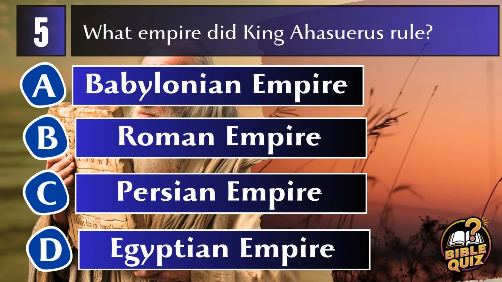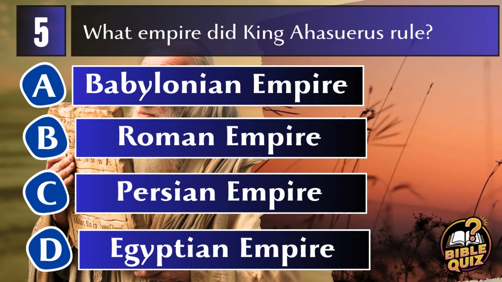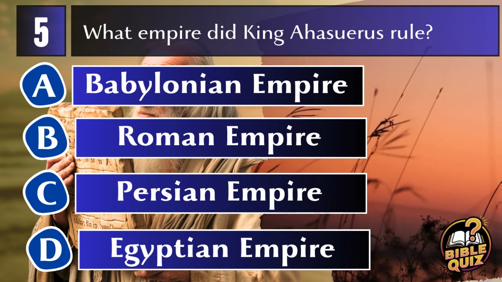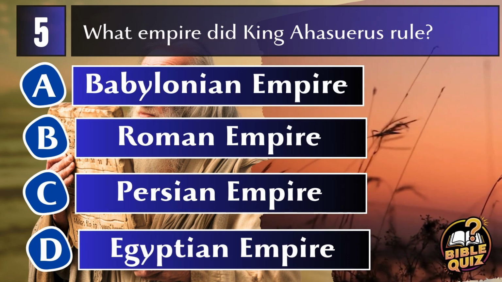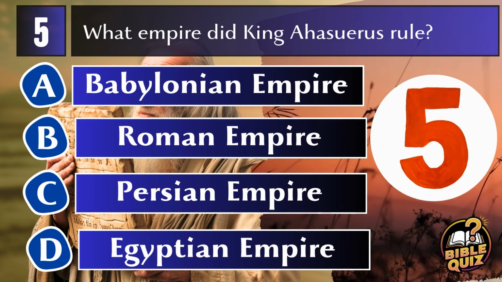Question 5. What empire did King Ahasuerus rule? A. Babylonian Empire. B. Roman Empire. C. Persian Empire. D. Egyptian Empire.